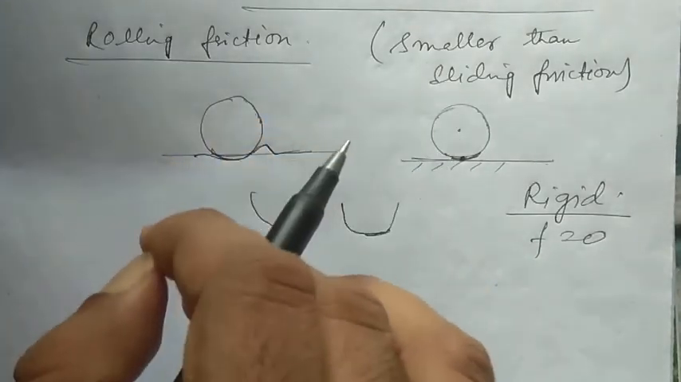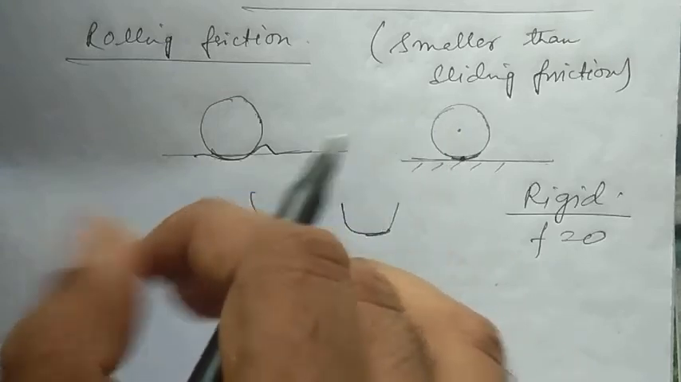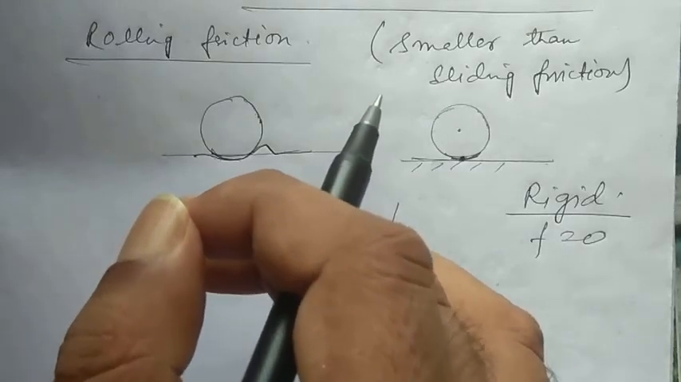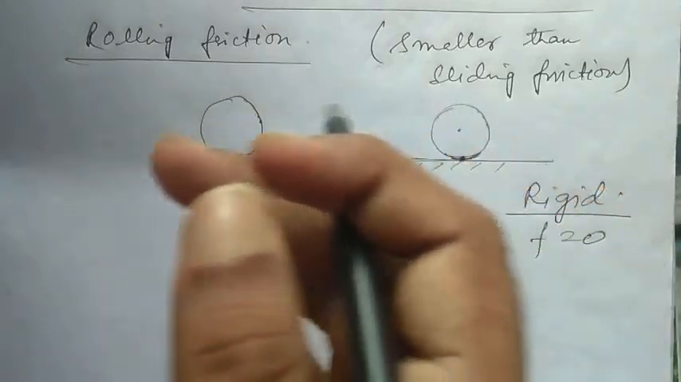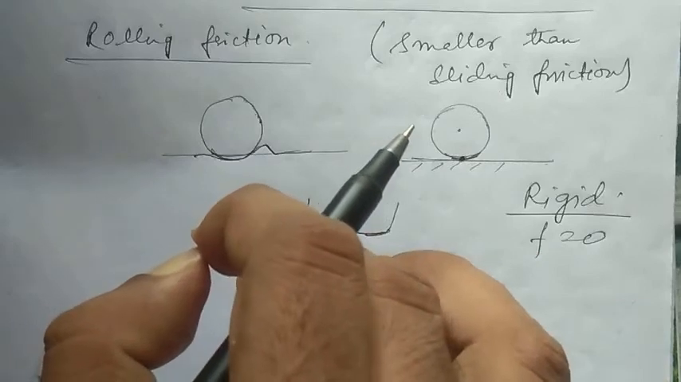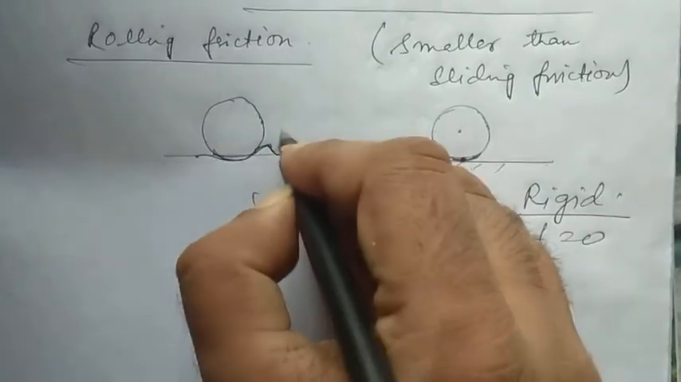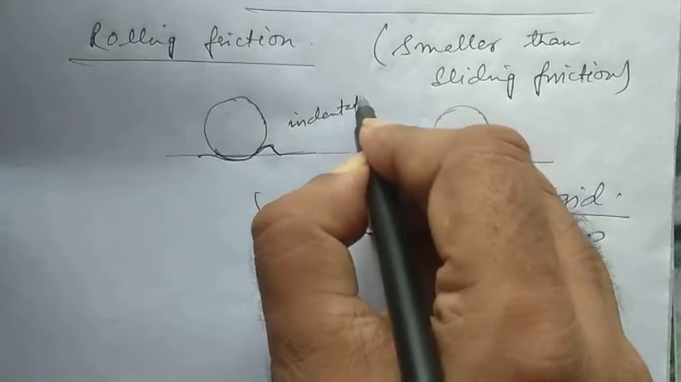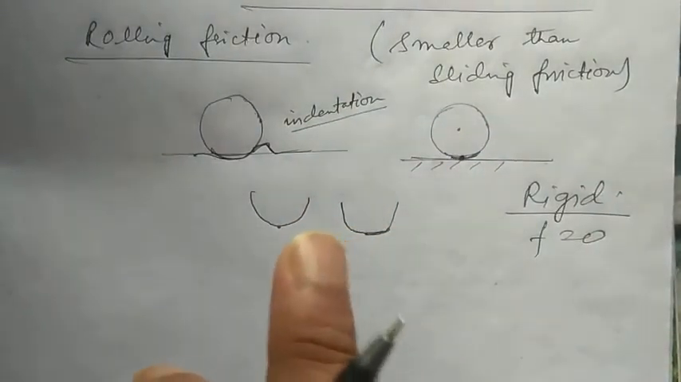Now in real life, usually the tire and the ground are not perfectly rigid and both get deformed to some extent. Such deformation is very easily noticeable when a road roller or a very heavy vehicle rolls over soft ground. At the point of contact of the wheel and the ground, an indentation is created on the surface. This is the indentation. Indentation is created here on the surface due to the weight of the wheel.